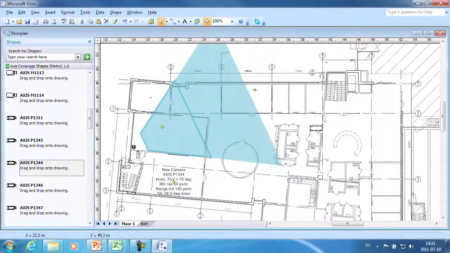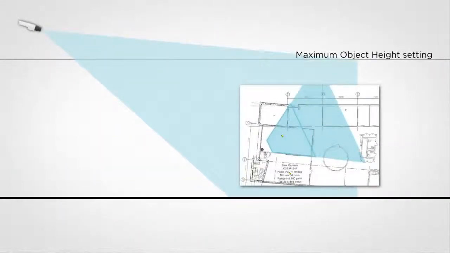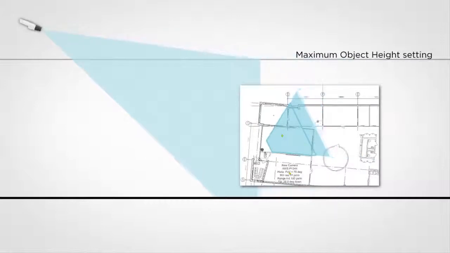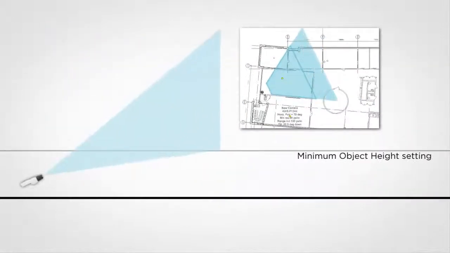When you change the size of the coverage area, the camera's tilt is automatically adjusted. If mounted high, the camera is tilted to keep the maximum object height within the coverage area. If mounted low, the camera tilts to follow the minimum object height.